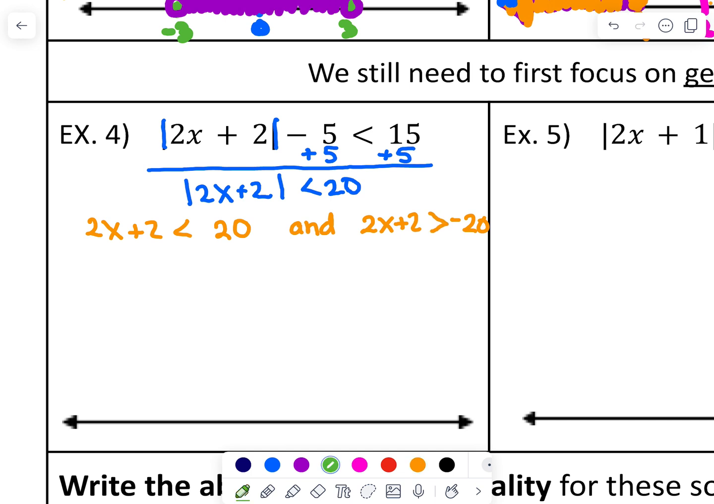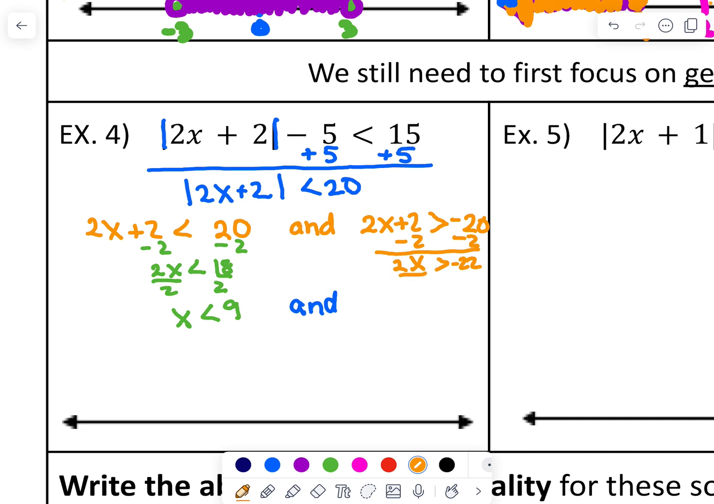Okay, so let's see what we've got here. Subtract 2. We have 2x is less than 18. Divide by 2, x is less than 9. Okay, we have x is less than 9, and we have subtract 2, 2x is greater than negative 22, divide by 2, and we're going to get x is greater than negative 11.